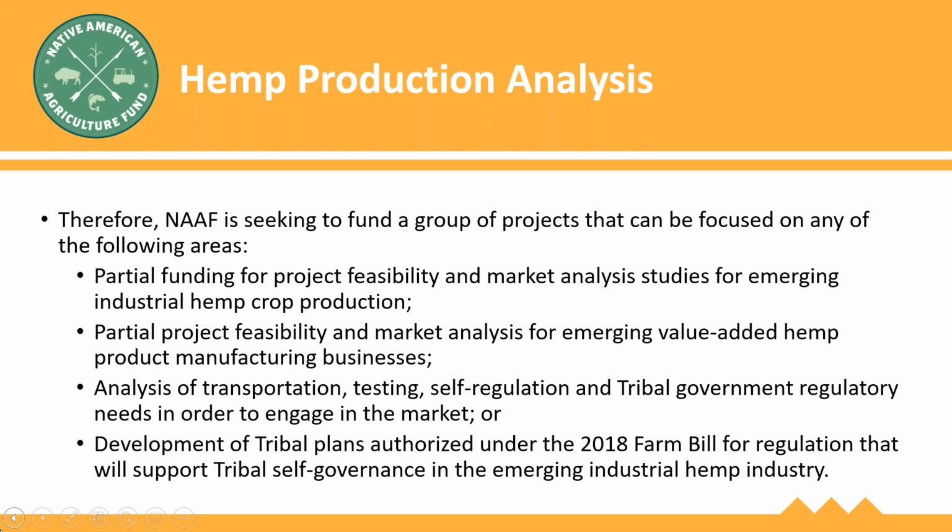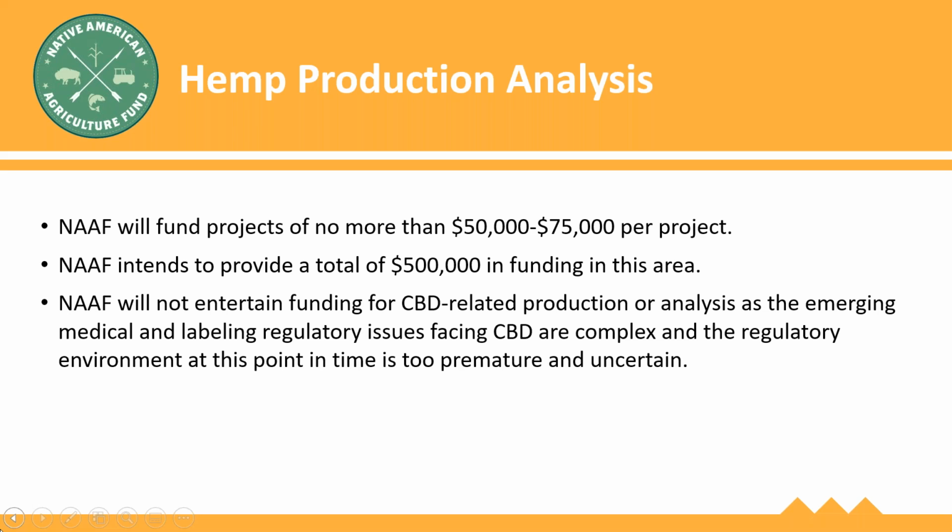More information on hemp production. Therefore, NAAF is seeking to fund a group of projects that can be focused on any of the following areas. Partial funding for project feasibility and market analysis studies for emerging industrial hemp crop production. Partial project feasibility and market analysis for emerging value-added hemp production manufacturing businesses. Analysis of transportation, testing, self-regulation, and tribal government regulatory needs in order to engage in the market. Or development of tribal plans authorized under the 2018 Farm Bill for regulation that will support tribal governance in the emerging industrial hemp industry. Next slide.